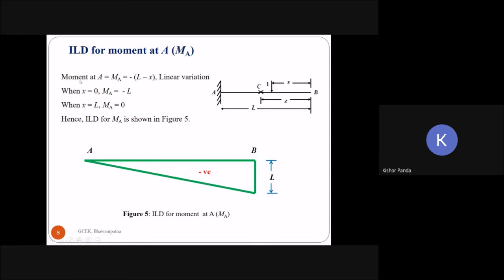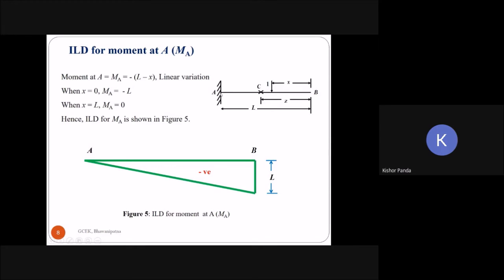So here you have to find out what is the moment at A due to this unit load. So what is the moment at A? This is 1, and you have to take force into the perpendicular distance. So what is the moment here? And this is clockwise. So here you take the clockwise moment as negative, minus.